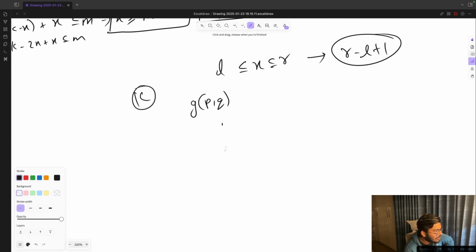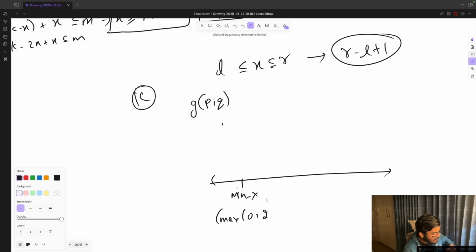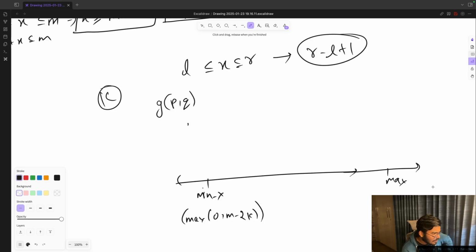So let's try to draw a number line. Let's say this is the minimum value of x, so it can be the maximum of 0 or m minus 2k, right? And let's say you have a maximum value here, and it will be the maximum of the minimum of n minus k comma k, right? So if you put p equal to this value, you will get this score. Then let's say your value will first increase for some point, and then it will continuously decrease, right?